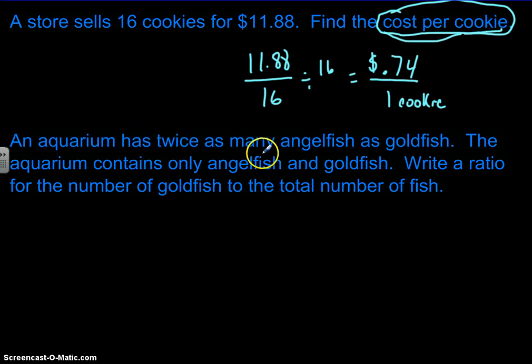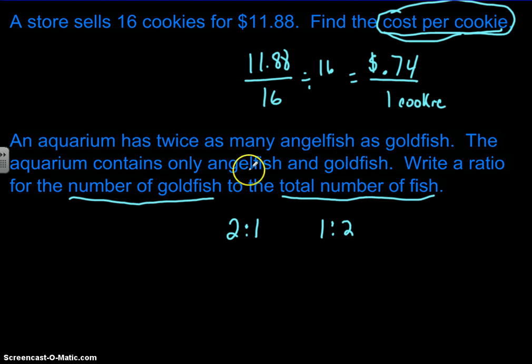Okay, an aquarium has twice as many angelfish as goldfish. The aquarium contains only angelfish and goldfish. Write a ratio for the number of goldfish to the total number of fish in the aquarium. But let's look at goldfish to angelfish, or angelfish to goldfish. If there's twice as many angelfish as there is goldfish, then the ratio of angelfish to goldfish is 2 to 1. The ratio of goldfish to angelfish, I would just change that around, 1 to 2.